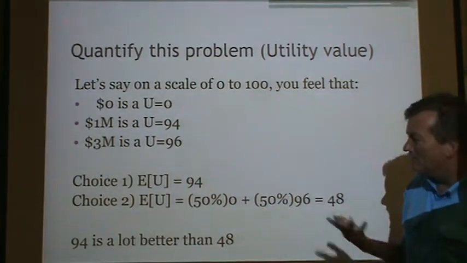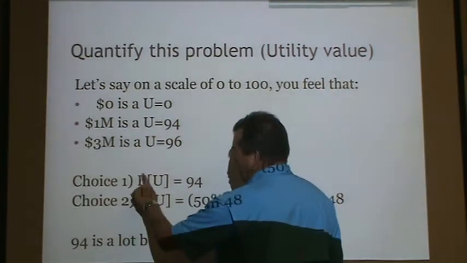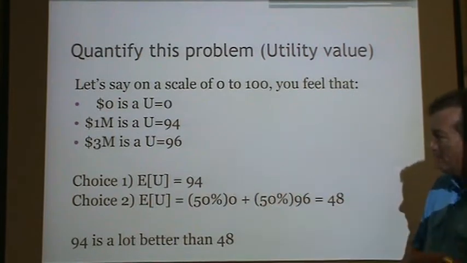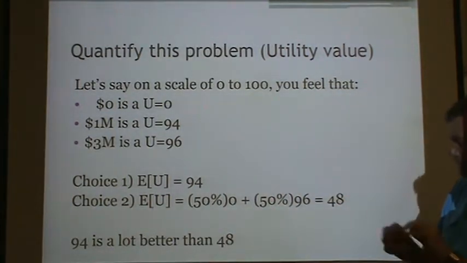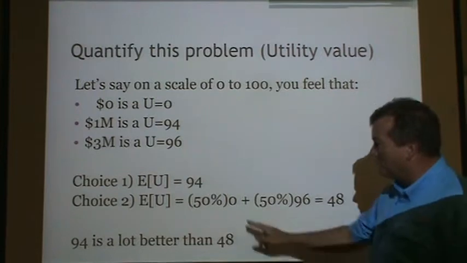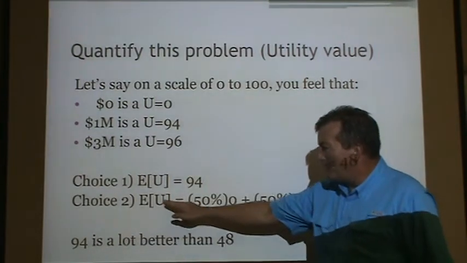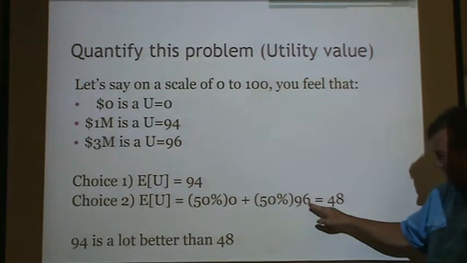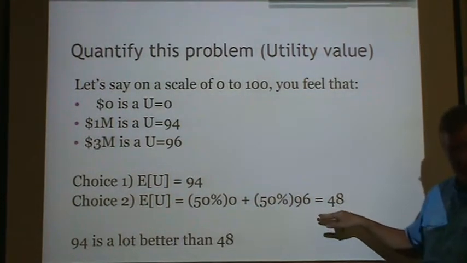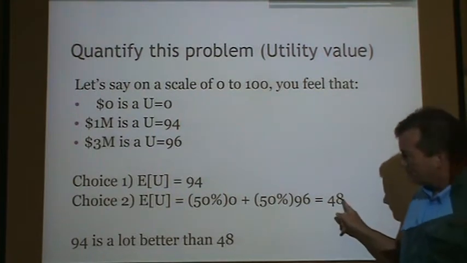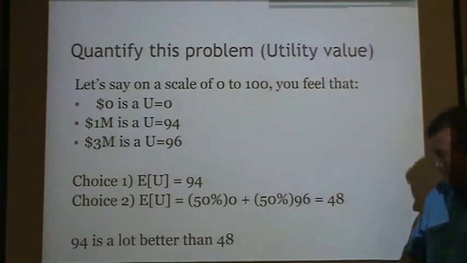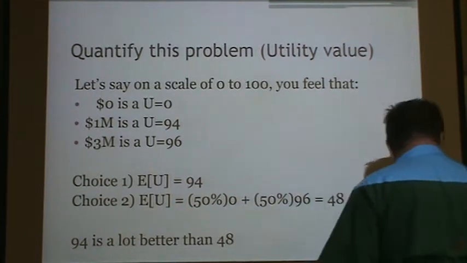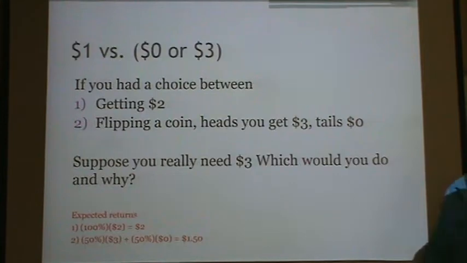So what is going through your mind is you're saying my expected utility, if I choose choice 1, I'm going to get a utility of 94. I'm not going to get $94, I'm going to get a utility of 94. If I pick the second choice, there's a 50% chance I'll be at 0 and a 50% chance I'll be at 96. So the expected utility is 48. And I'd rather have 94 than 48. So that's good. We're going to try to quantify what's going through our minds. Okay.